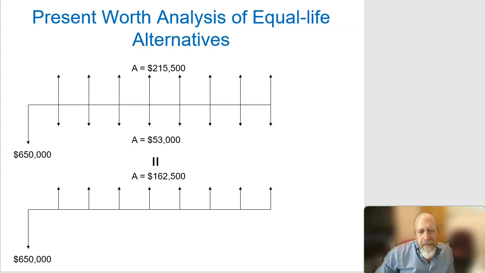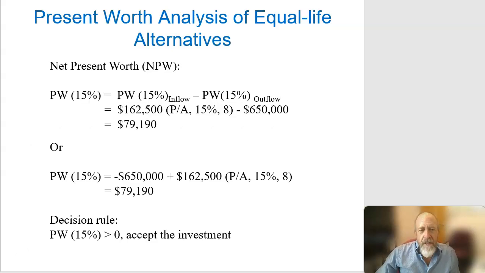Well, this is pretty easy because what you've got is a present value of a present amount, 650K, and you've got a series of essentially 162.5 over 8 years. Well, that's a straightforward calculation, and we know the interest rate, so bam, that's easy to do. You do the present worth of what you put out, you put that over 8, so that's a P over A, and the rule is simple. If the present worth is positive, go for it. Present worth is negative, don't.